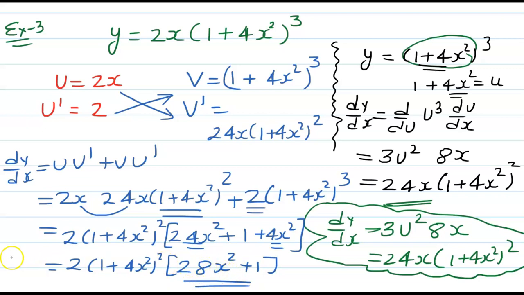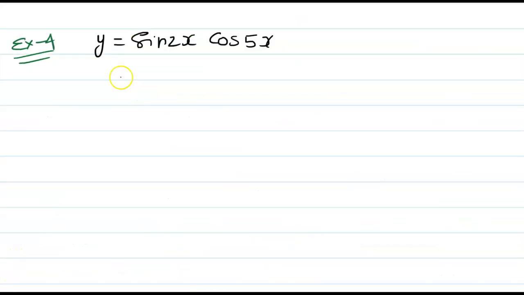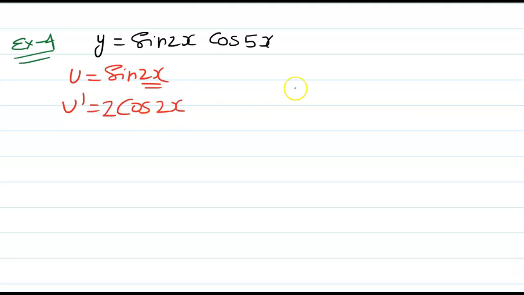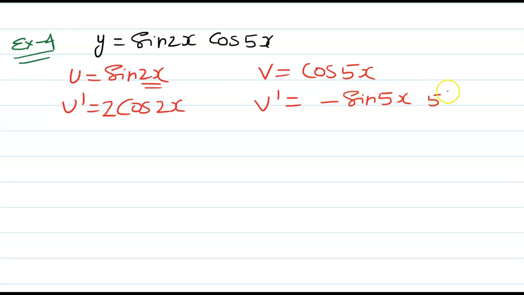Nice and easy. Let's go for another question. So here y equals sine 2x times cos 5x. Let's write down here, u is sine 2x. So u dash will be, now again we need to do chain rule. If you suppose 2x as t, or u, sine u differentiation will be cos u, and u is 2x, and differentiation of 2x is again 2, so it will be 2 cos 2x. So v is cos 5x and v dash will be, cos 5x differentiation will be minus sine 5x, and differentiation of 5x will be 5. So let's write down the extra 5 here.